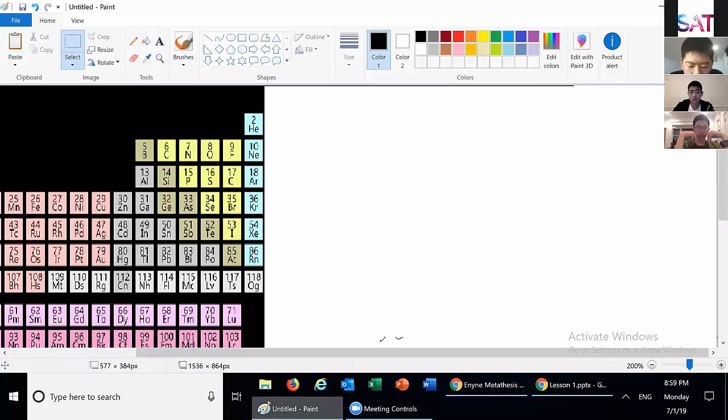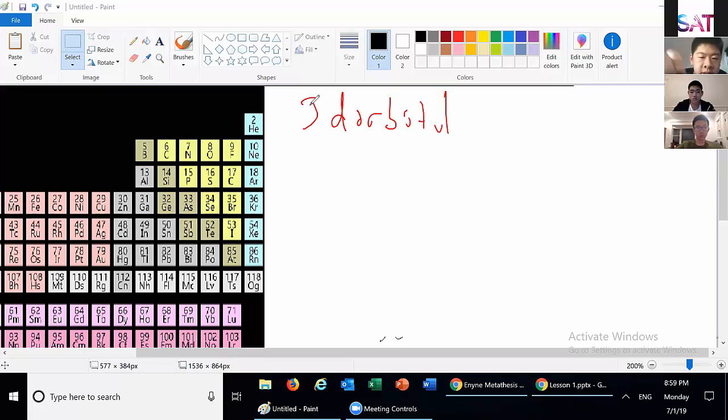Okay, I want to make another point. Let's imagine we have a d orbital. Let's just say it's the 3d orbital. Can someone tell me what the value of l is? For a d orbital, it's 2.